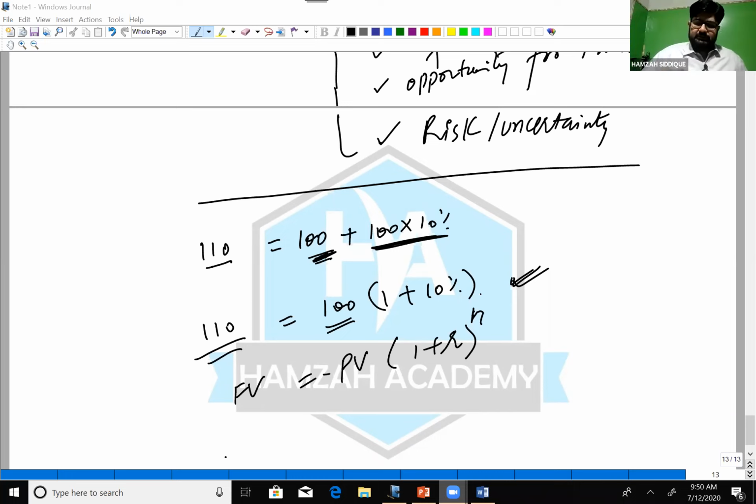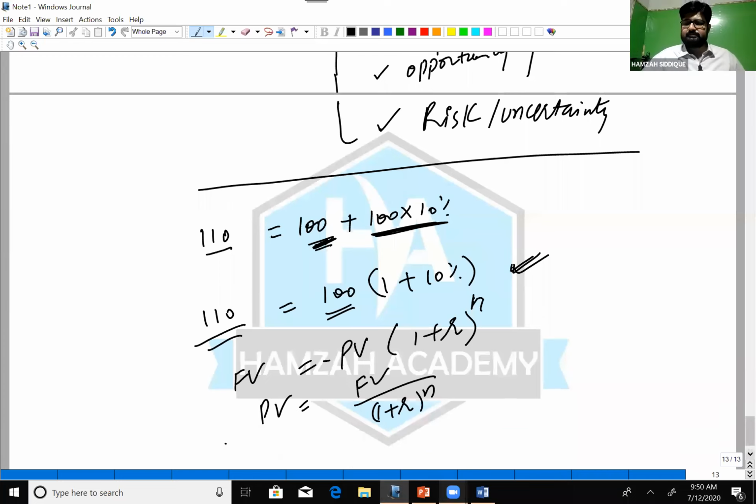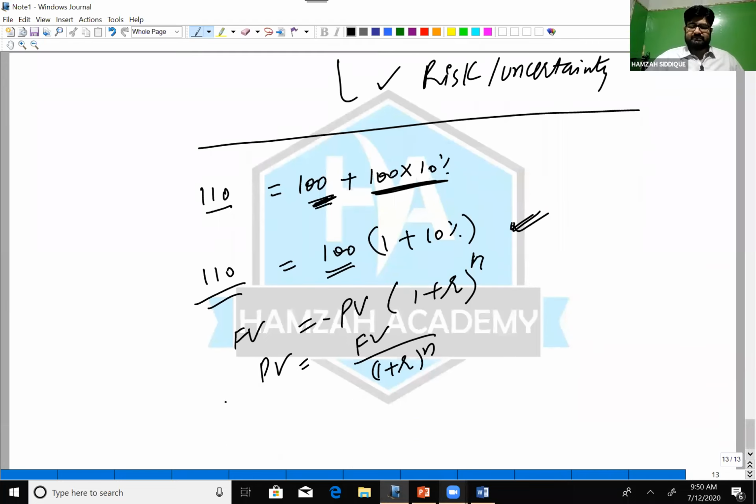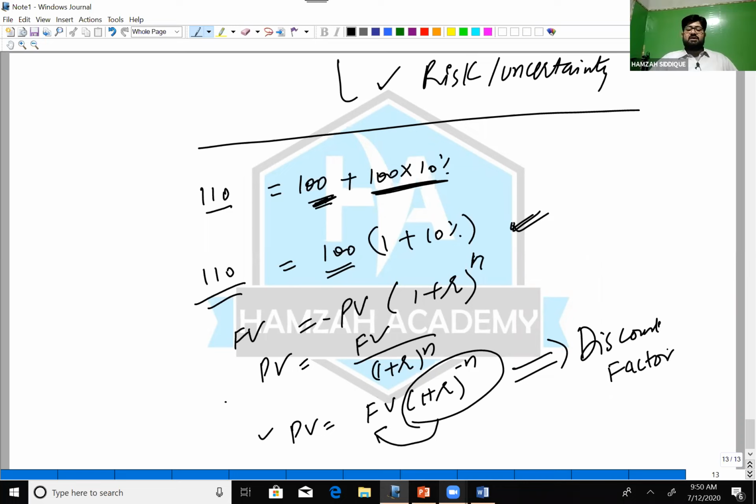Right. So you see here, present value is equal to future value divided by (1 plus r) raised to power n. So present value is equal to future value into (1 plus r) raised to power minus n. This is the factor which converts future value into present value. This is called the discount factor: (1 plus r) raised to power minus n.